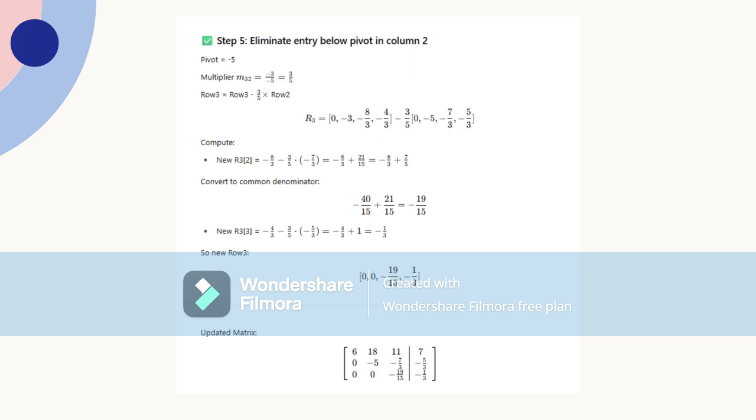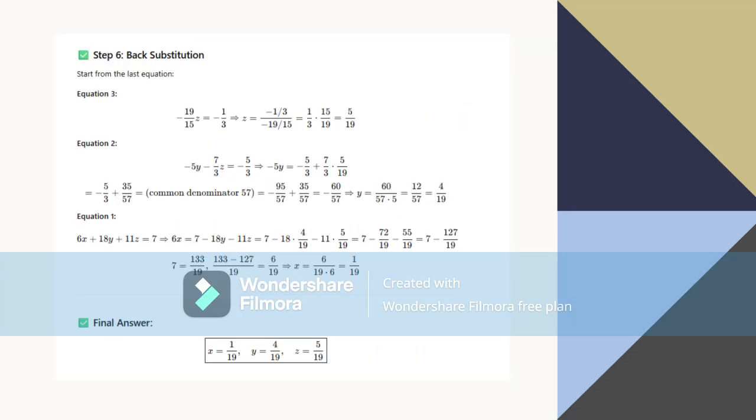We will end with the back substitution method, which starts from the last equation: minus 19 by 15 times z is equal to minus 1 by 3, where z is equal to 5 by 19. Now equation 2 gives us y, which at the end gives us y is equal to 4 by 19.